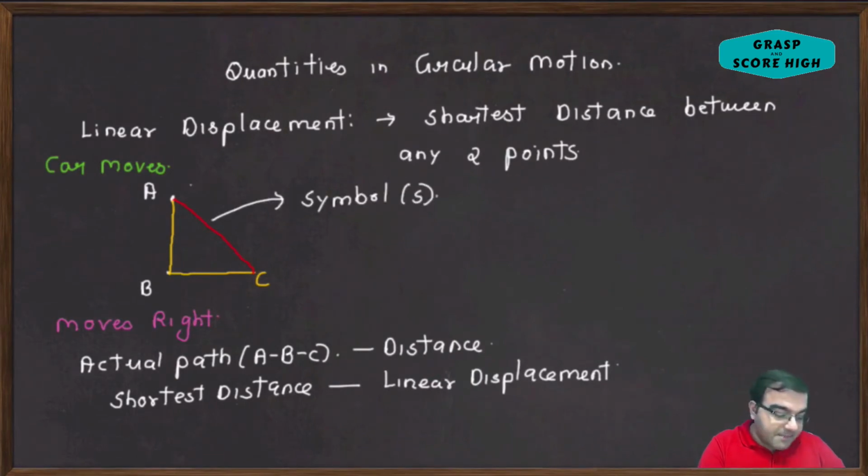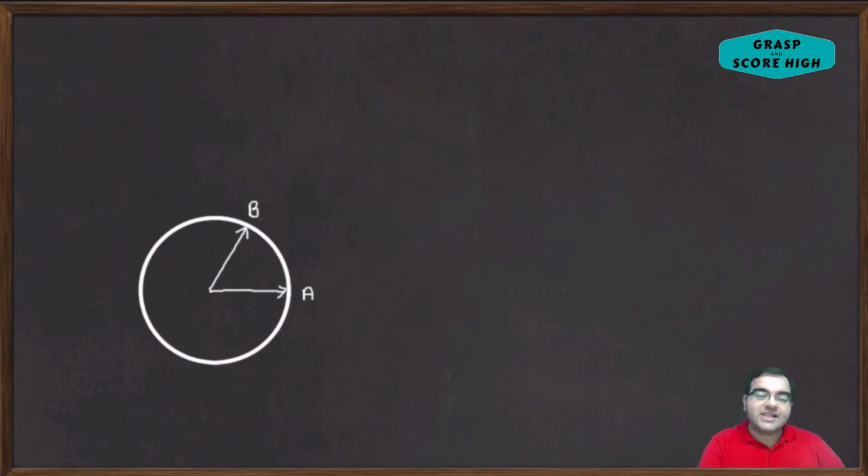Now, the symbol for linear displacement is S, remember that. And the unit, since it is basically the shortest distance, is meters. Now let's understand circular motion. Let's say the car which was at point A is moving along a circular path and it reaches point B.